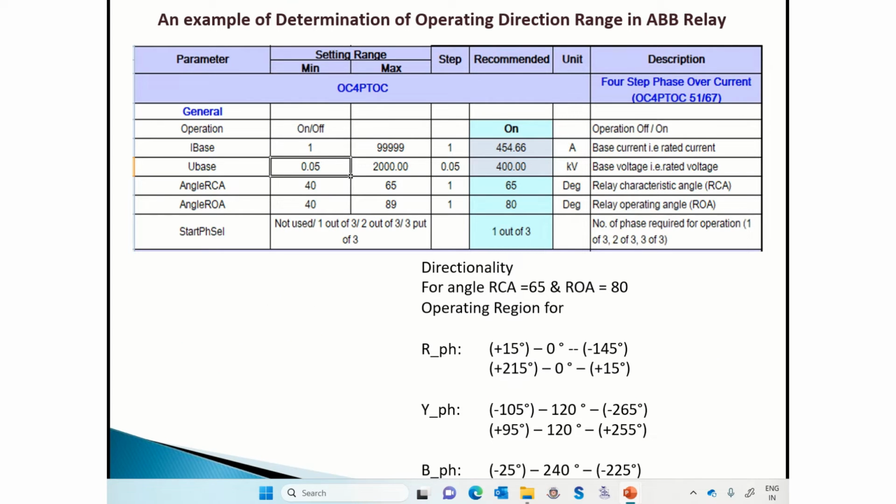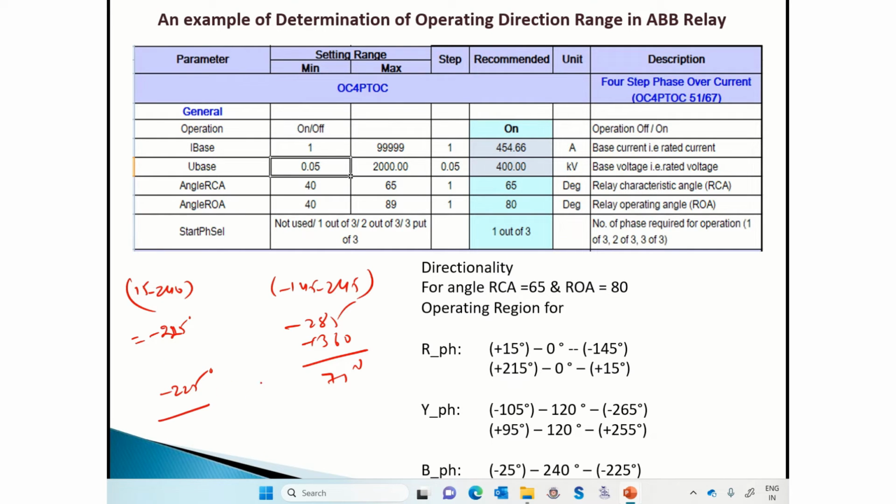Now if you want to determine the operating region for B phase, it is again the same thing. You have the reference for the R phase, and we know that B phase will be 240 degree lagging of R phase. So we can write 15 minus 240, then minus 145 minus 240, and you can say this is minus 225 degree and minus 285. Minus 285 you can also write with plus 360. So this is 75, and this is minus 225 degree.